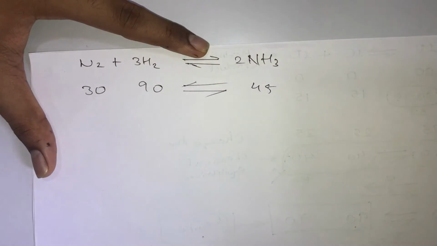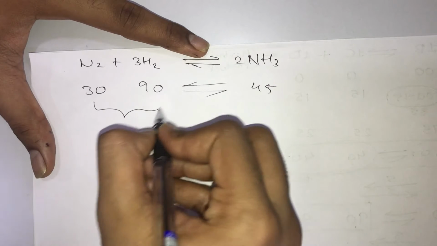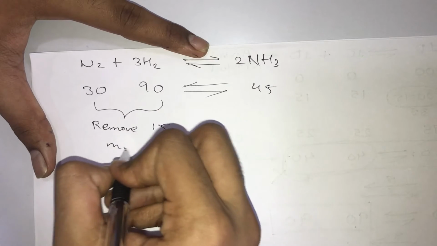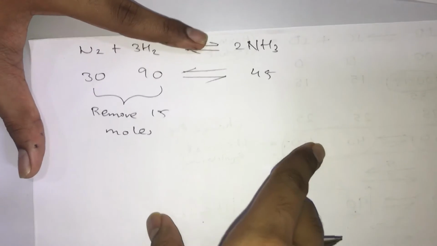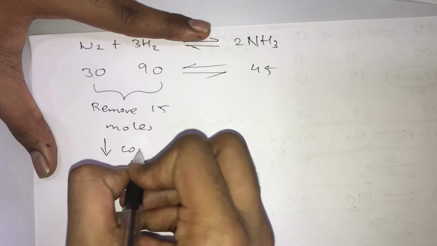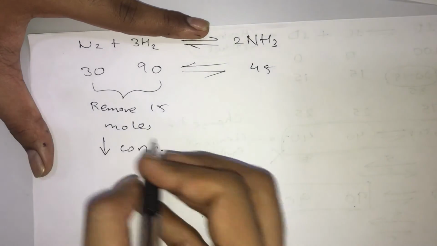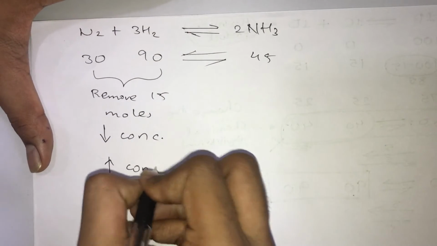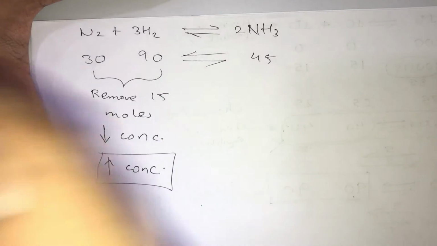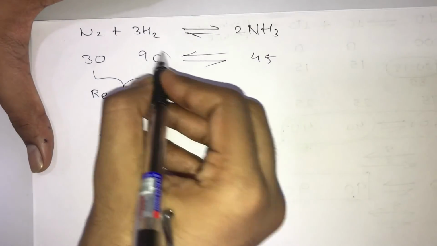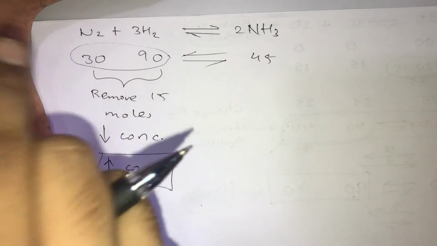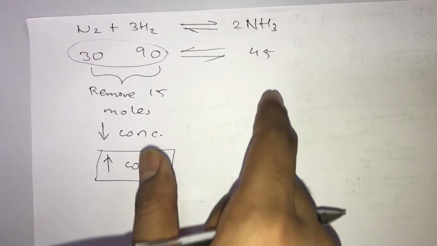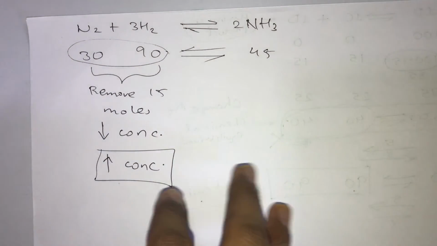Now guys, let's say that you decrease 15 moles from them. Let's say you remove 15 moles. Since you are removing the 15 moles, can I say that you are decreasing the concentration? And since you are decreasing the concentration, the reaction will try to increase the concentration on the reactant side, because the left hand side has now reduced its concentration. It has less concentration as compared to the right hand side, which is necessary for a chemical equilibrium state.